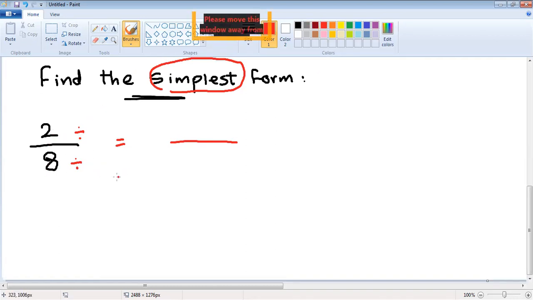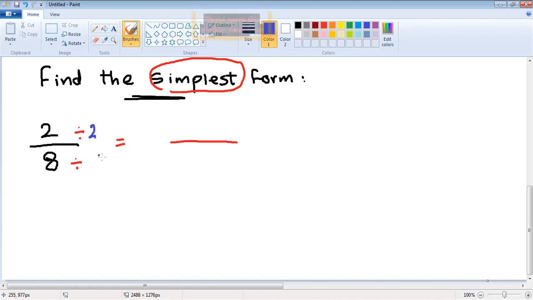Let me check 2 and 8. Are they in table 2? Are they in table 3? Are they in table 4? I found that 2 is in table 2 and 8 is in table 2 as well. So I'm gonna divide both of them by 2. And put in your mind that 2 and 8, both of them are even numbers. So you can divide any even number by 2.